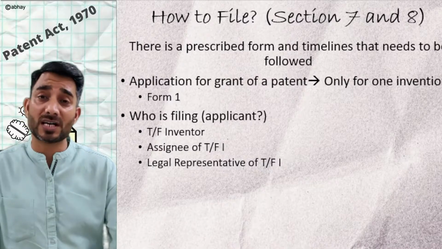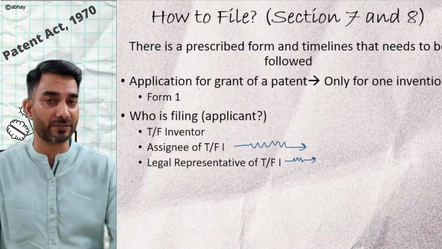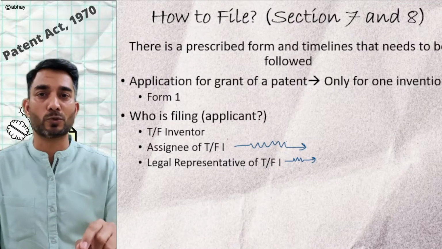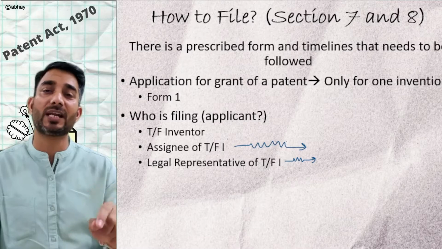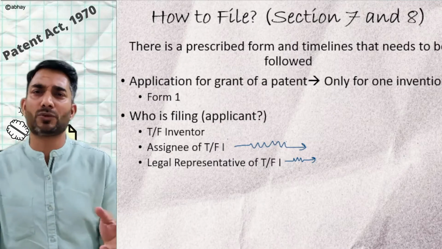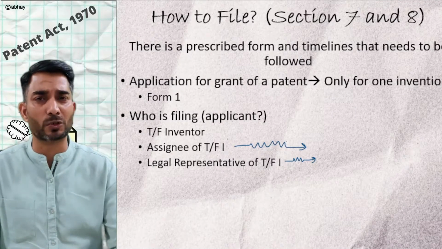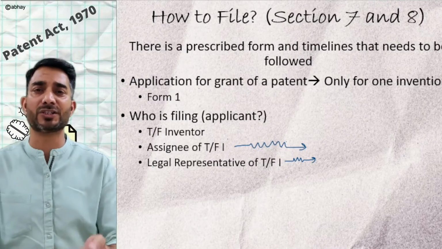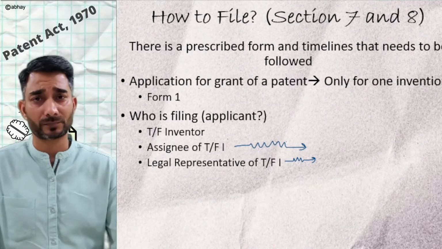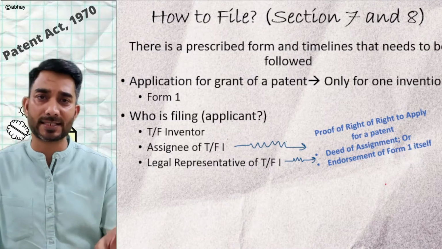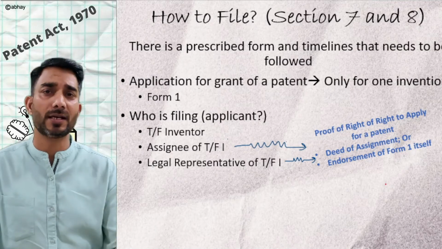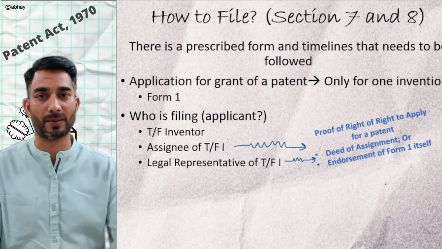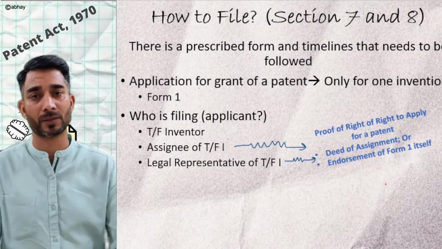Now, in case of assignee or the legal representative, there is a requirement for these folks to provide a document that can establish their right to apply. This could be a deed of assignment or another assignment document which clearly indicates that the inventor has assigned the right in the invention to these applicants. Or the inventors can sign the Form 1 stating that the invention has been assigned to the applicant, or applicant has the proof of right to apply based on the assignments that they have done.